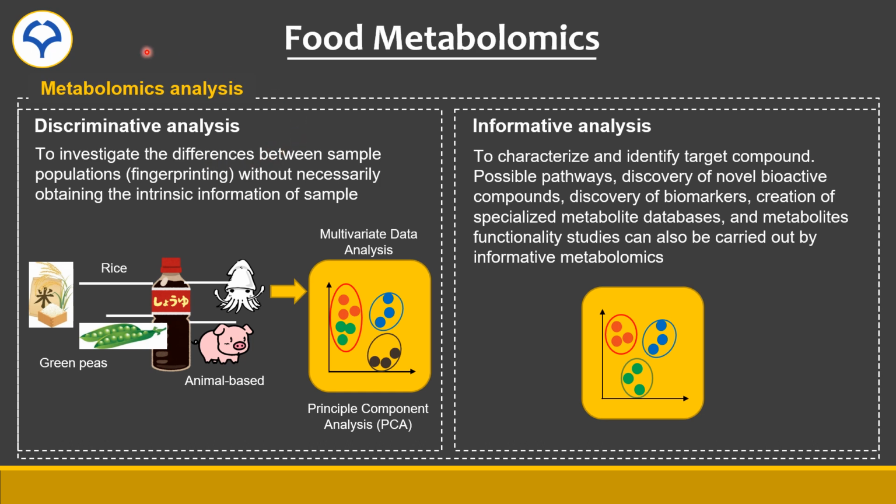Next, discriminative analysis metabolomics involves investigating the differences between sample populations without necessarily obtaining detailed information about the sample. On the other hand, for informative analysis, metabolomics can characterize and identify target compounds to search for novel bioactive compounds, biomarkers, and create metabolite databases of specific food samples.